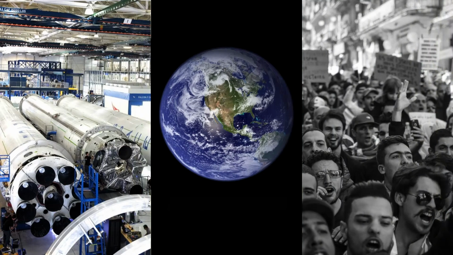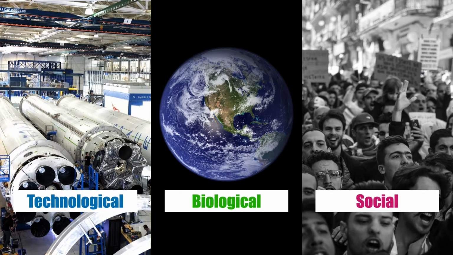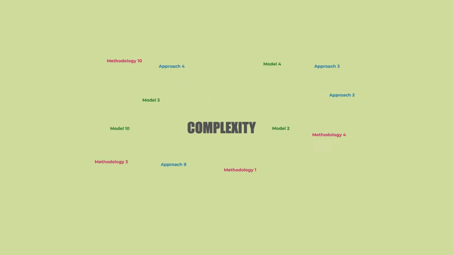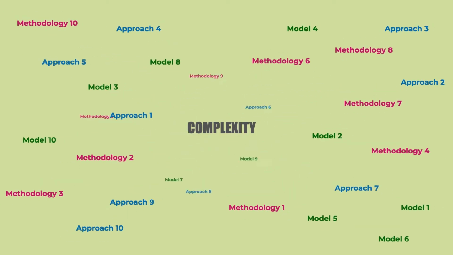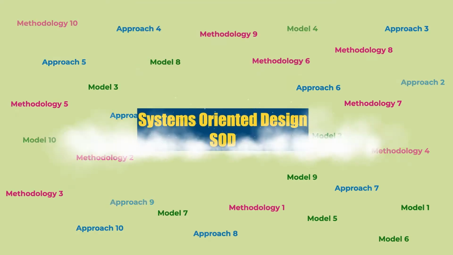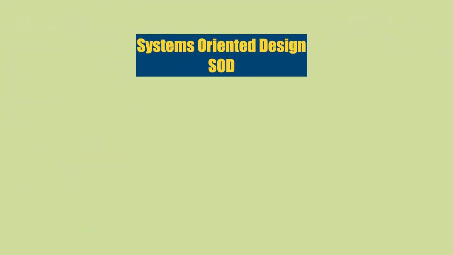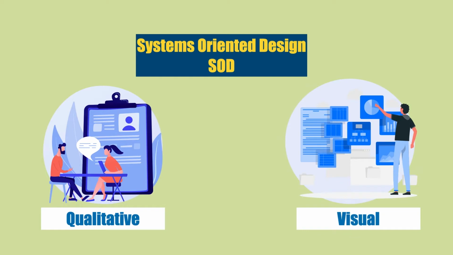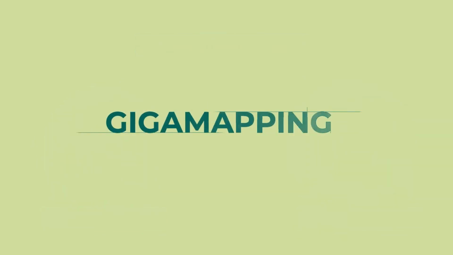As technology develops and society evolves, designers are facing ever-growing challenges from increasing complexities. Although there are many methods and models that try to tackle the issue, systems-oriented design is one of the few that is geared towards qualitative and visual thinking. In other words, it is suitable for design practice. Within systems-oriented design lies gigamapping, the star of this video.